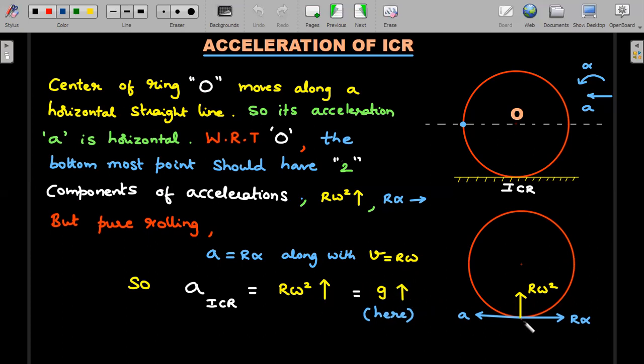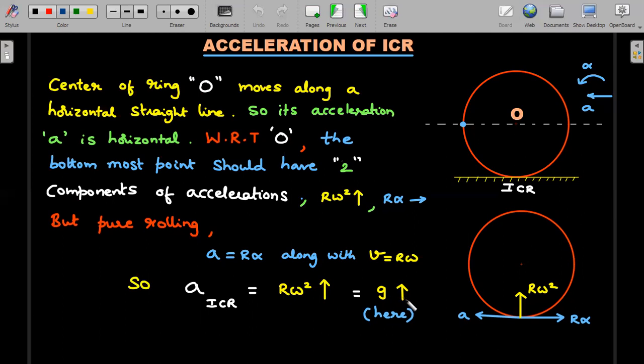So we will carry forward this information to the next slide, where the acceleration of ICR is in the upward direction and is equal to g. So ICR is a non-inertial frame. In case you are doing any force or torque equations from ICR, you should be worried about the pseudo force and pseudo torque given by this acceleration. Okay, I hope you got till here.